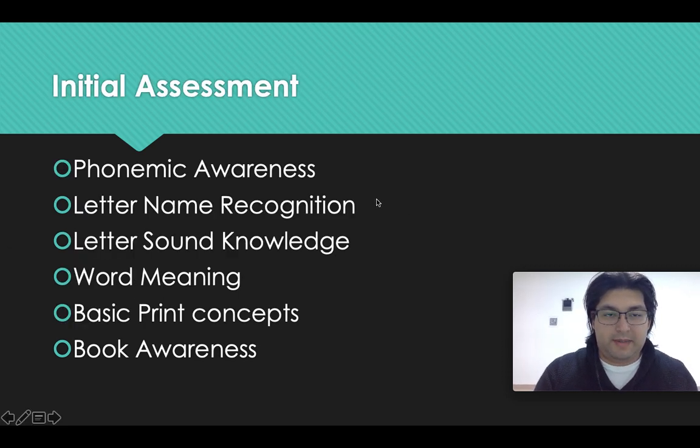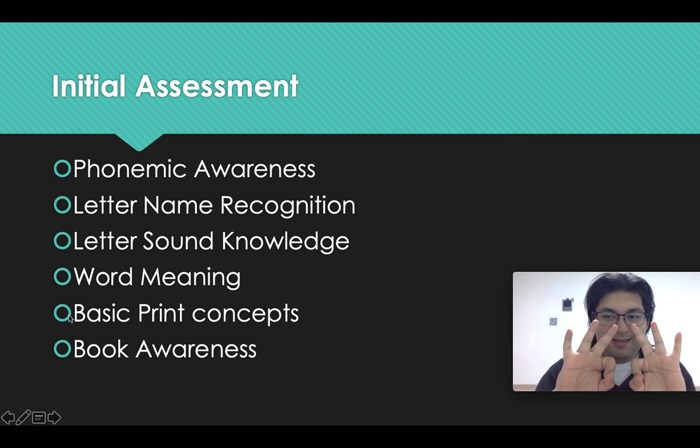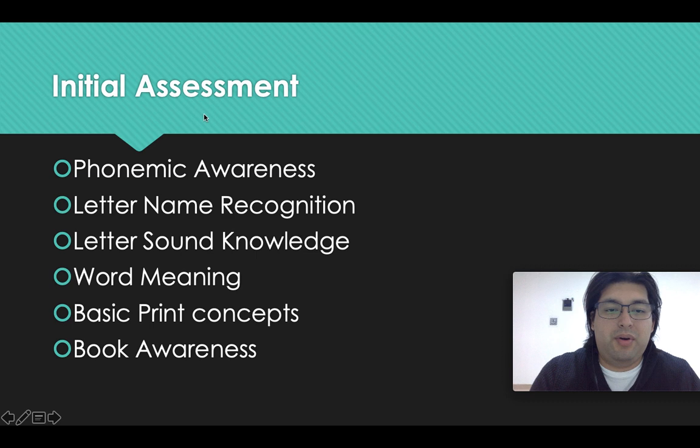An initial assessment breaks up into six categories. You have your phonemic awareness: does the reader or learner know the sounds of English? Letter name recognition: does the reader know all of the letters of the alphabet? Can they recognize both the capital letters and the lowercase letters properly?